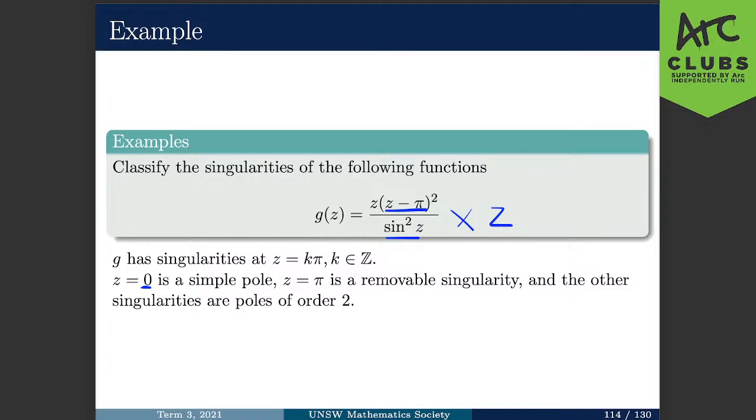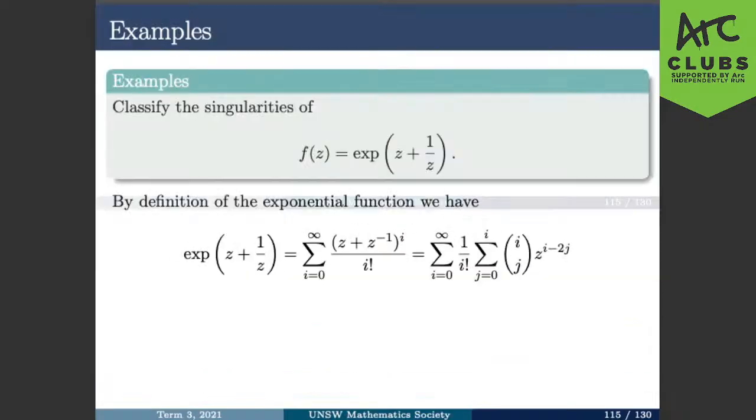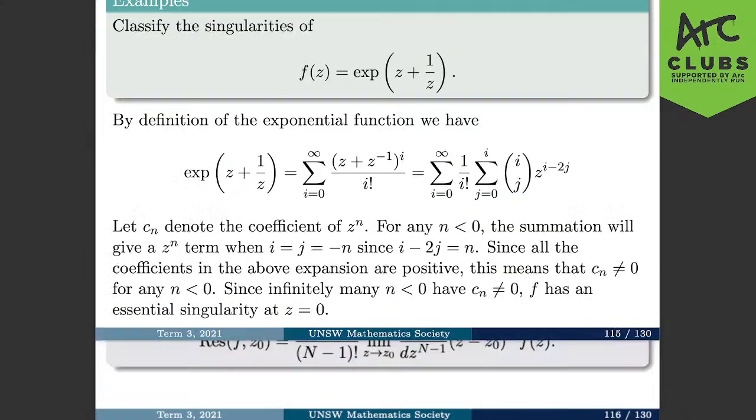And every other singularity we have, well, they are order 2 because they are all double zeros of the denominator, but they are not zeros of the numerator. So all of the other ones are order 2. Again, you can verify this if you want. Okay. This one here, classify the singularities. We'll probably skip that since we don't have so much time, but you can have a read of this afterwards.